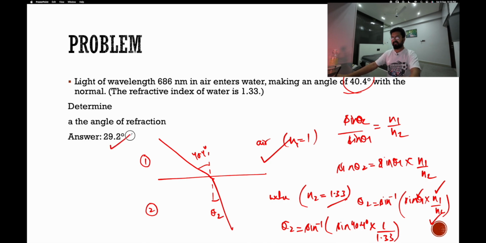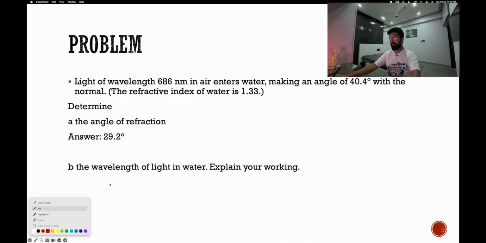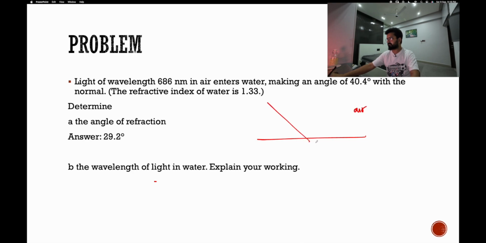Okay, next. Second question says here the wavelength of light in water. So what is the wavelength of light in water? Same diagram again here. The light goes from air into water. It bends towards the normal. Angle of incidence is 40.4 degrees. Angle of refraction is found here, 29.2 degrees. N1 is 1, N2 is 1.33. So what is the wavelength of light in air? Lambda 1 is 686 nanometers.